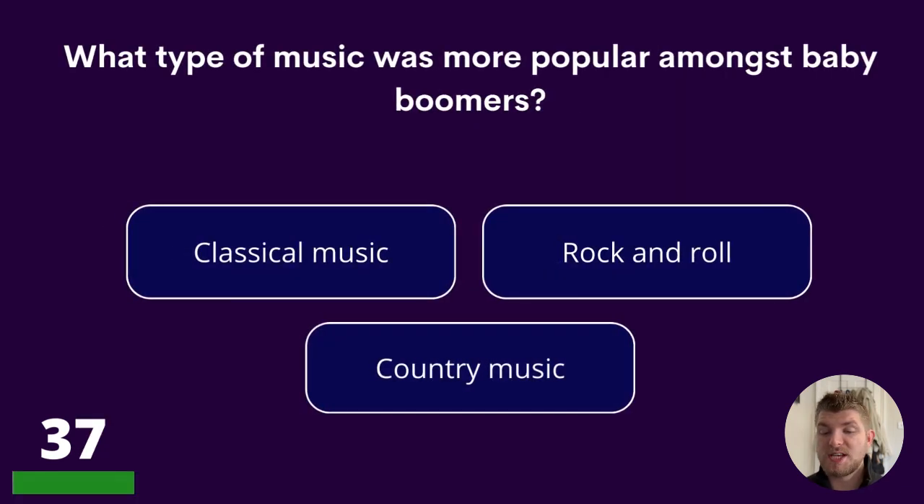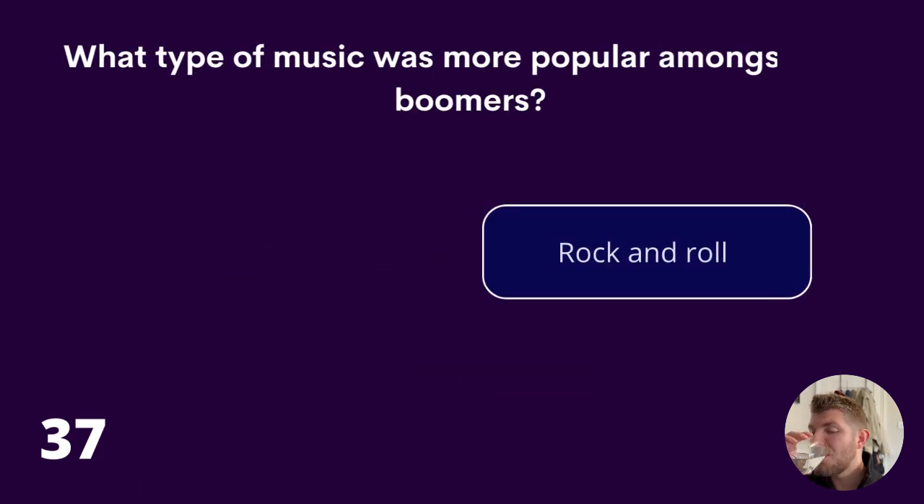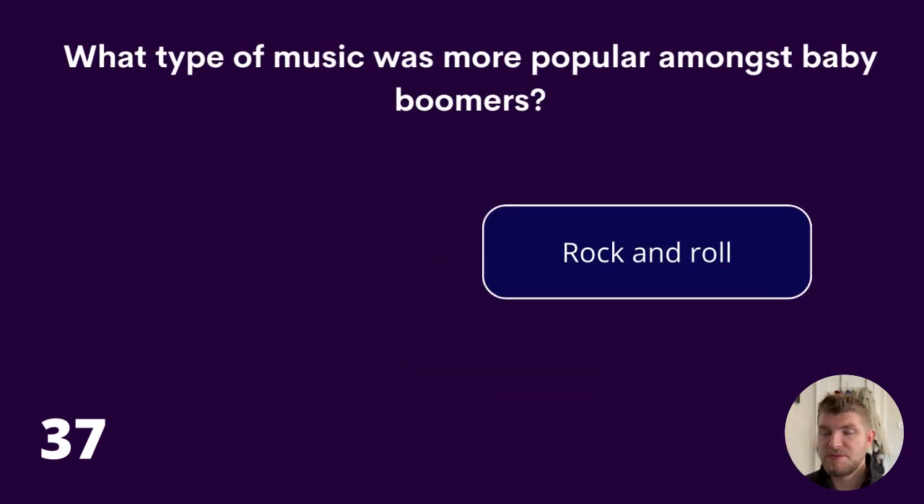37. What type of music was more popular amongst baby boomers? Classical music, rock and roll, or country music? The answer is rock and roll.